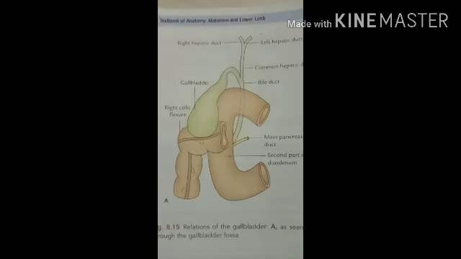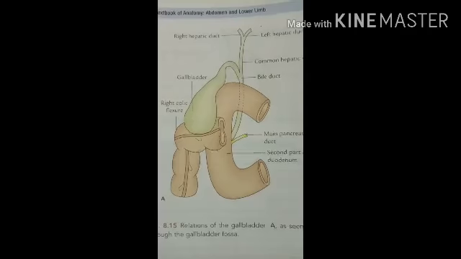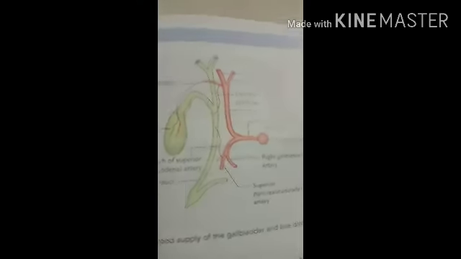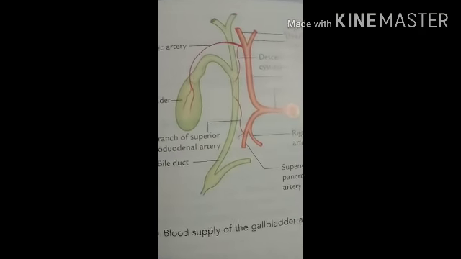After that we have to see the arterial supply of the gallbladder. Here in this diagram you can see the arterial supply.